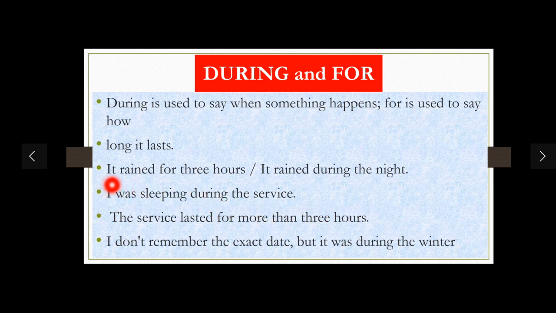In the first example, it rained for 3 hours, talking about how long something lasts. It rained during the night, when something happens. I was sleeping during the service, when something happened. The service lasted for more than 3 hours, how long something lasts. And I don't remember the exact date, but it was during the winter, when something happened. So when we talk about or ask when something happened, we use during. And when we talk about how long something lasts, we use for.